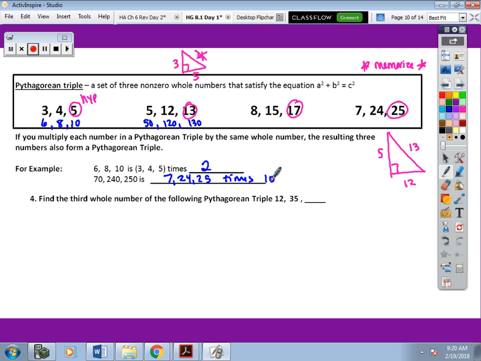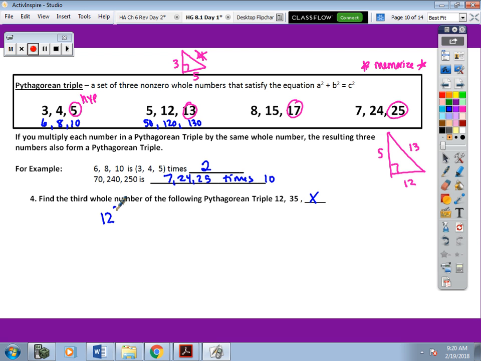Now the next example asks us to find the third whole number that would create a Pythagorean triple. So we have a 12, 35, blank. So what you're going to want to do is put a variable in there, like x. Now, there are two cases. The problem is most students assume that this has to be bigger than 35. It doesn't necessarily. It could be between 12 and 35, or it could be smaller than 12. But you have to set up two scenarios.